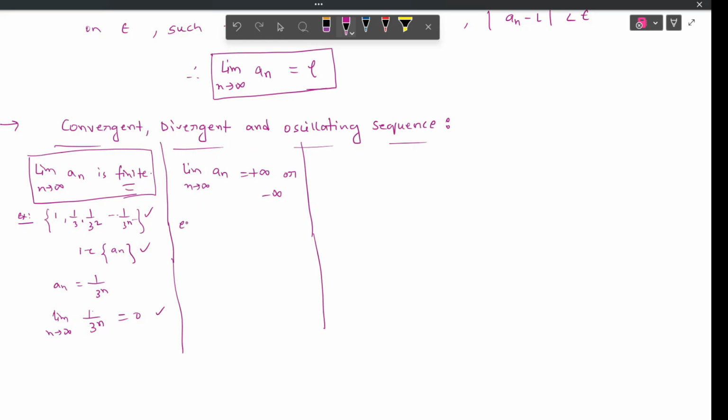Now if we take one example, let us say we have a sequence a_n where a_n is n cube. This is divergent, because if we take limit n tends to infinity n cube, this will be infinite. So this is a divergent sequence.